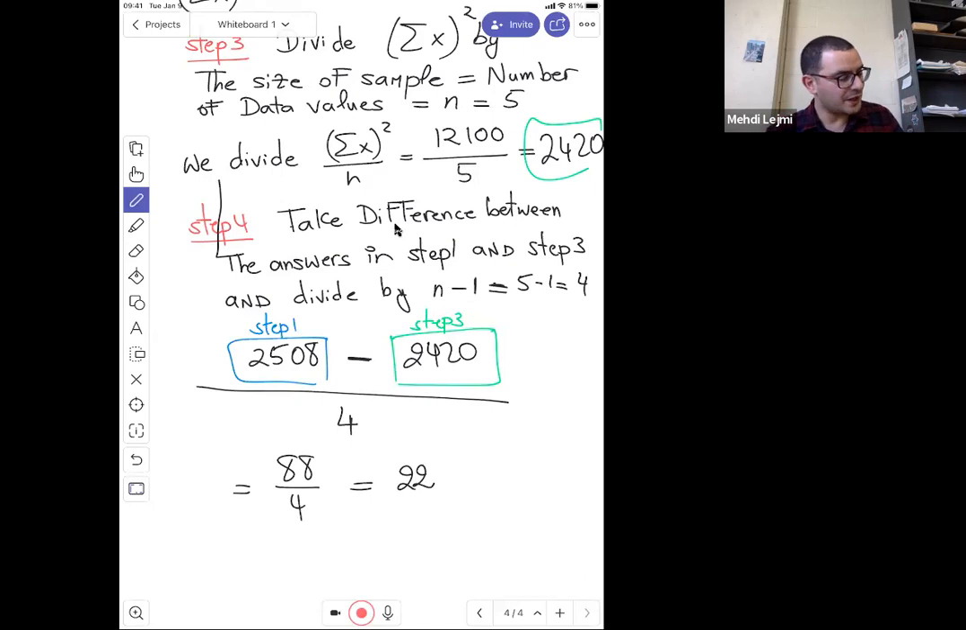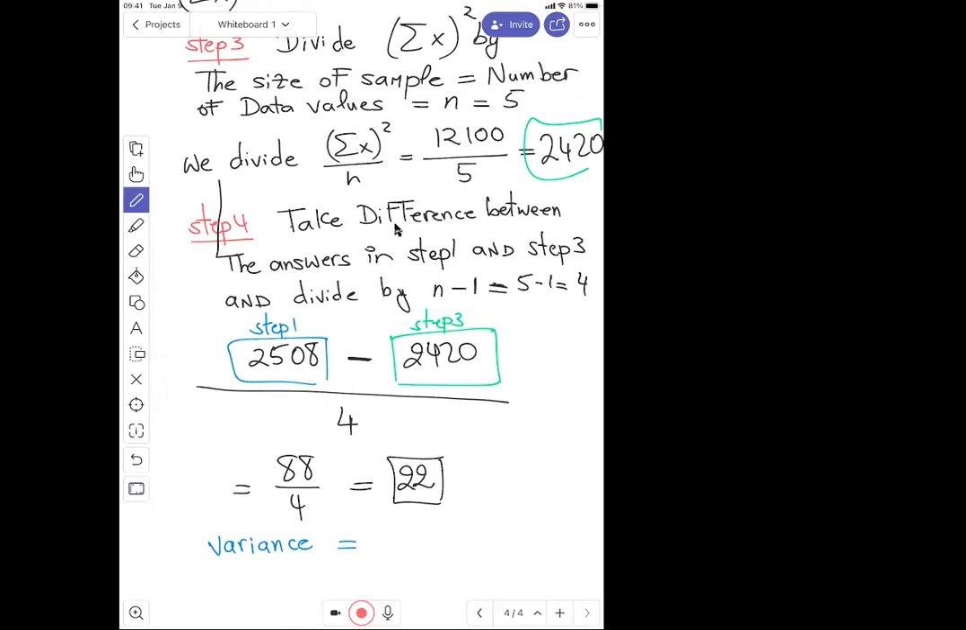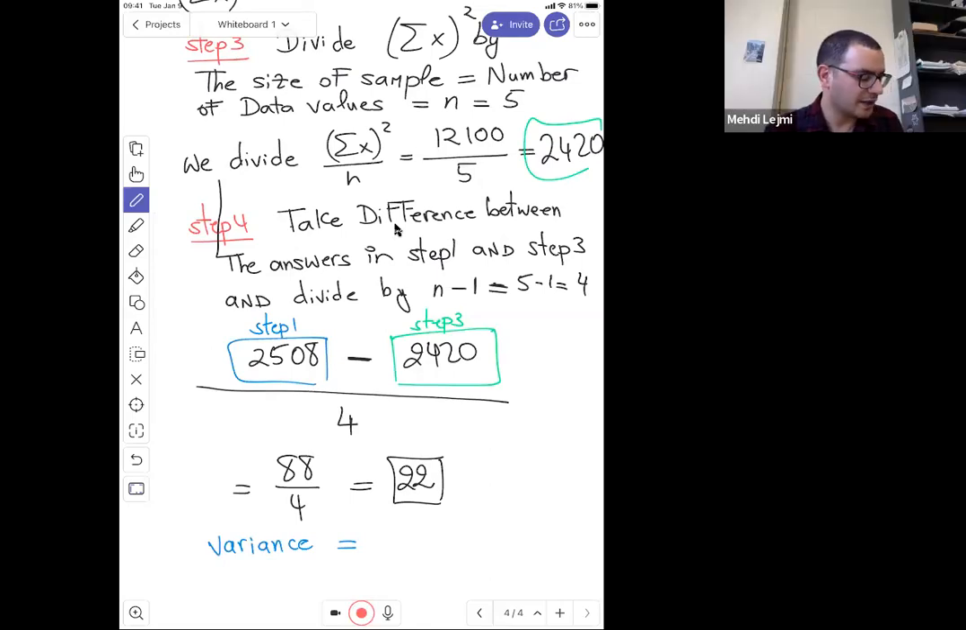Okay. So this 22, this is your variance. So the variance is actually equal to this. The variance is denoted by, I mean, it's just a notation, S squared. So this is S squared, just a notation for the variance. So the variance in this problem is 22.